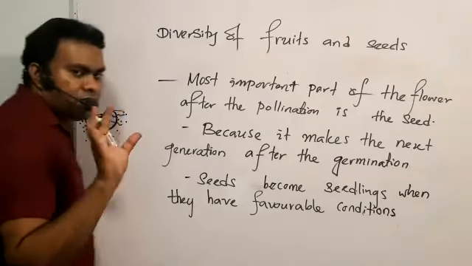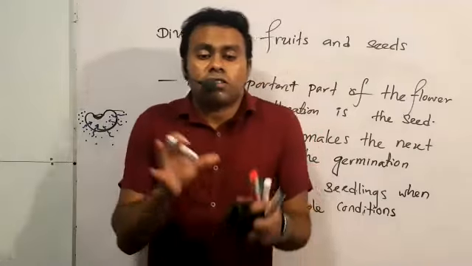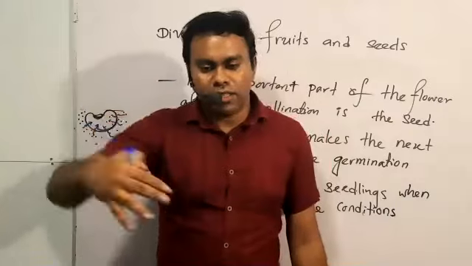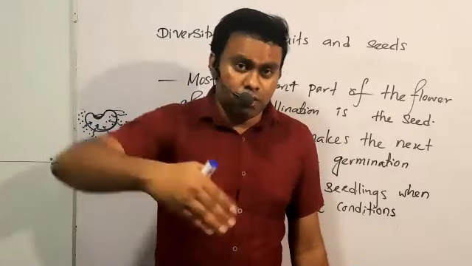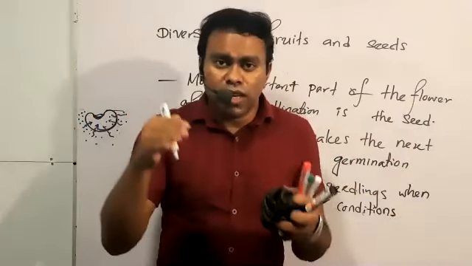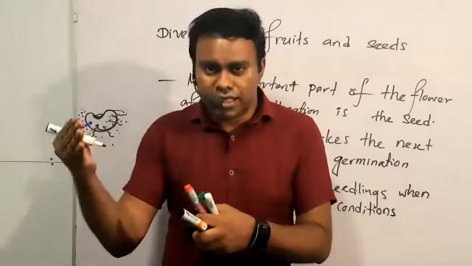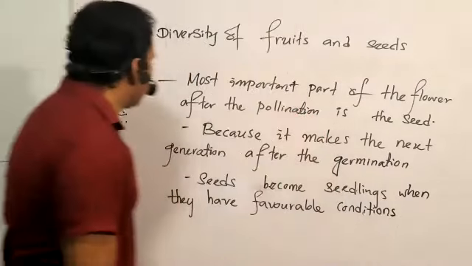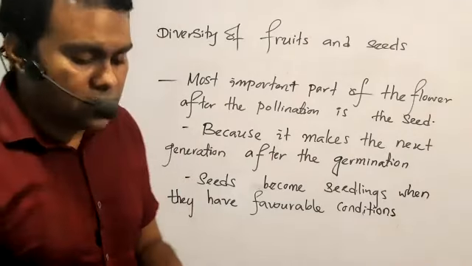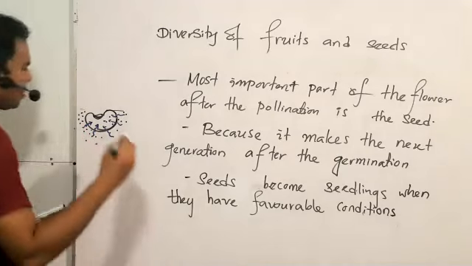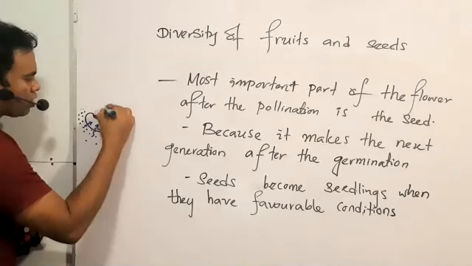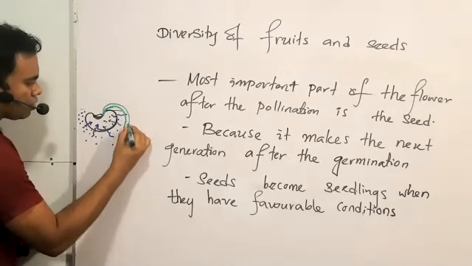Then what happens inside the seed? There are lots of biochemical reactions inside the seed. Carbohydrate becomes glucose, proteins become amino acids. You can come across them in grade 10, grade 11. As a result of this, lots of biochemical reactions start. Then what happens? It starts to germinate. First, what comes out? That's the root.